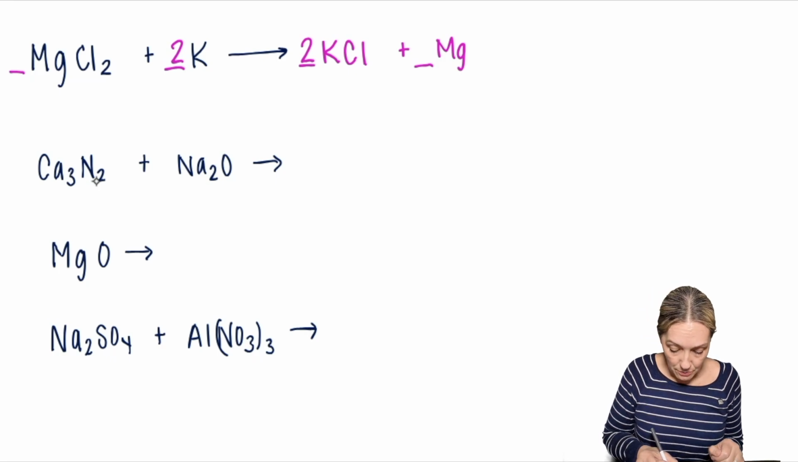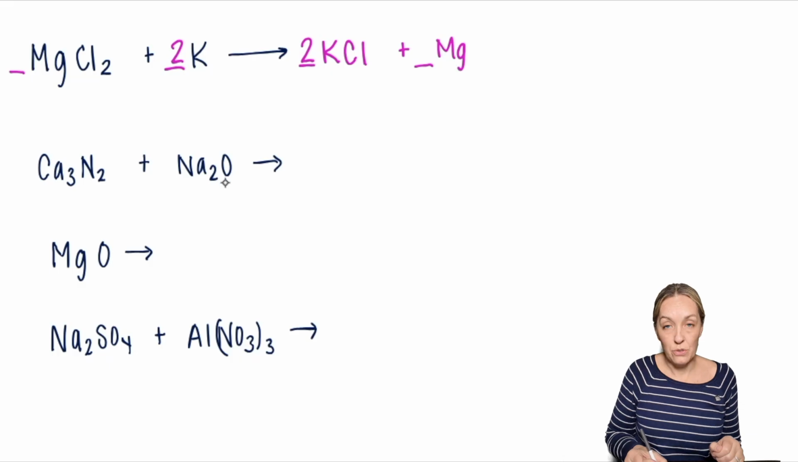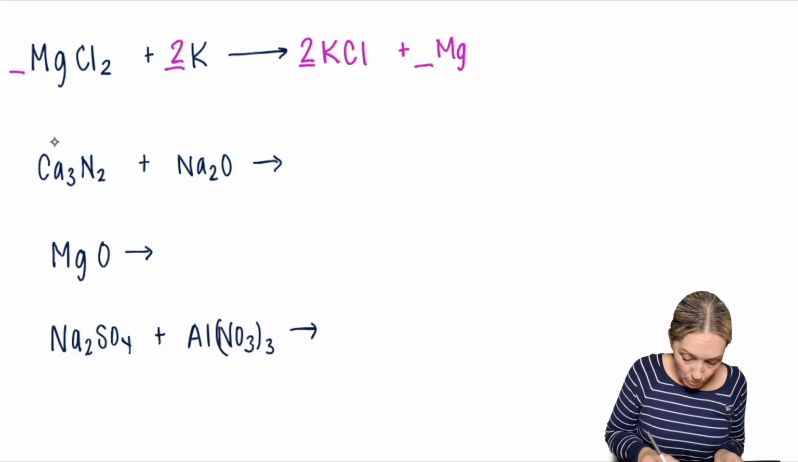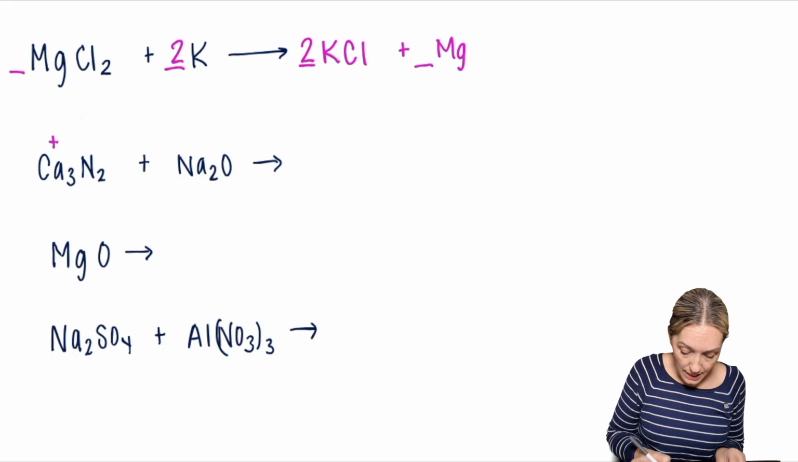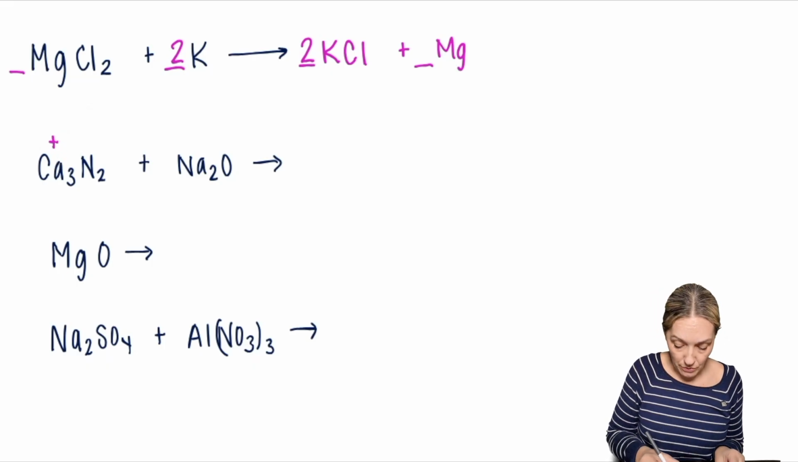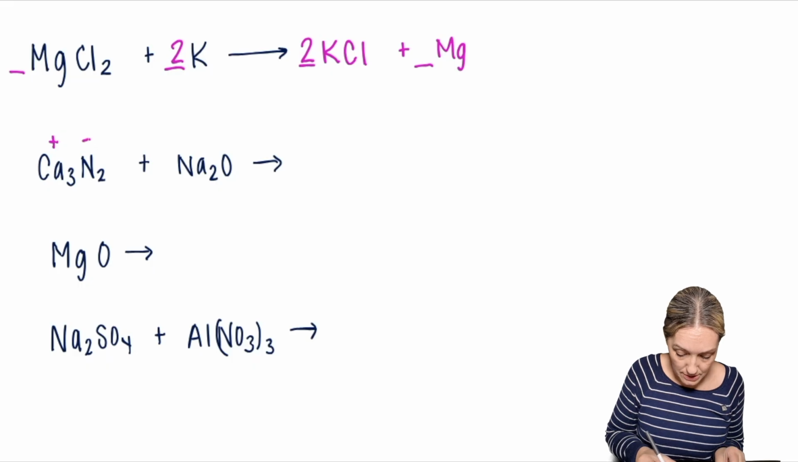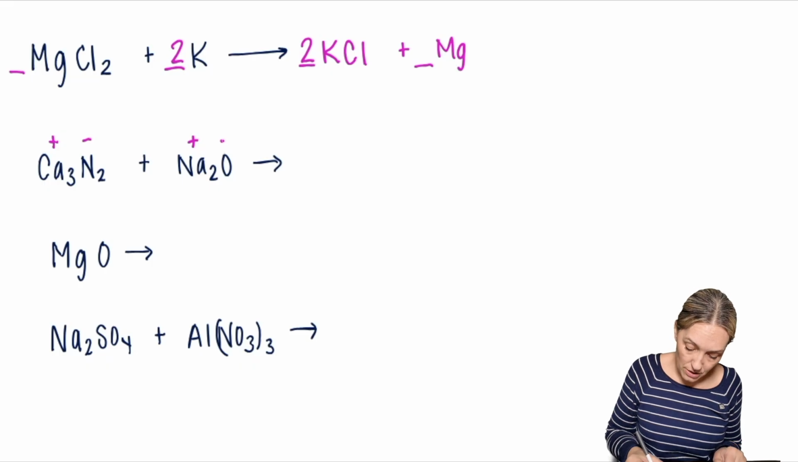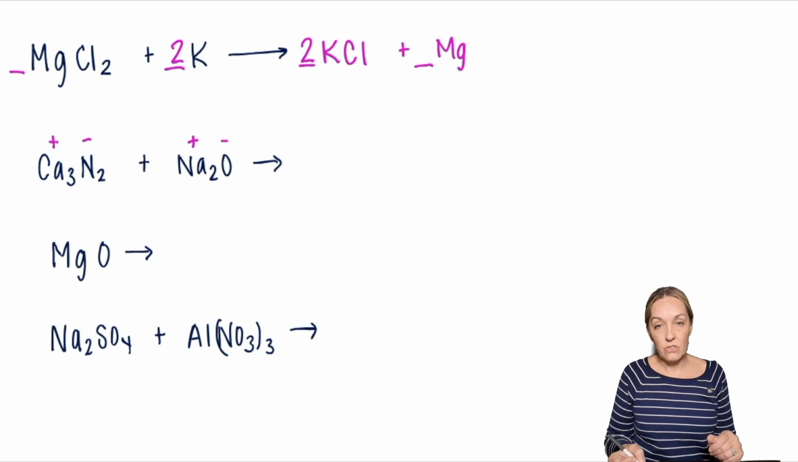I have Ca3N2 reacting with Na2O. These are both compounds. I know that they're compounds because they have more than one element in them. When I have a compound, I am going to check to see if it's a metal or a nonmetal. Remember that the metals are written first, and therefore the positive charge will be first. Nitrogen is a nonmetal and negative. Sodium has a positive charge since it's a metal, and oxygen is negative. Now I need to figure out how I can rearrange these atoms and pair them up differently, yet still have them be stable.